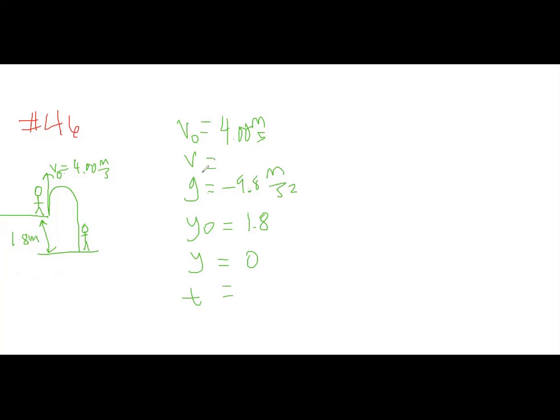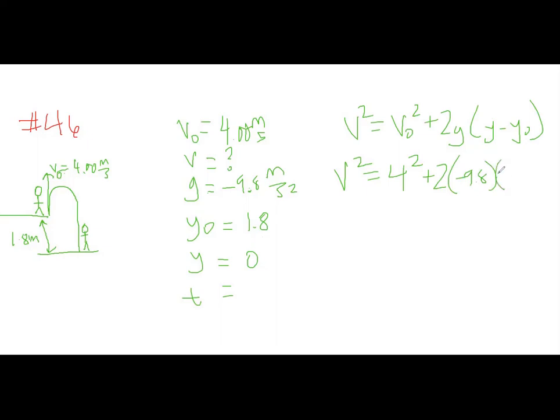Now the question asks, how long are her feet in the air? Now if we solve for T right away, we could use a quadratic formula. I don't really feel like doing that. So let's go to part C and solve part C first, which says, what is the velocity when her feet hit the water? So the first thing I'm going to find is V. I know V naught, I know G and Y naught, so I can use this formula. V squared equals V naught squared plus 2G times Y minus Y naught. V squared equals 4 squared plus 2 times -9.8 times 0 minus 1.8.